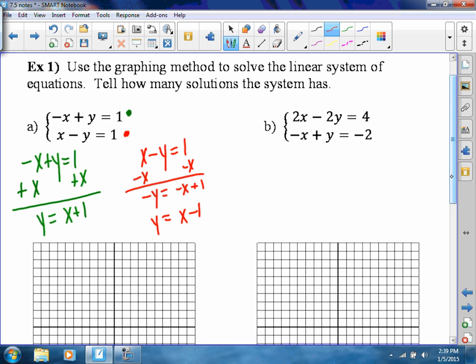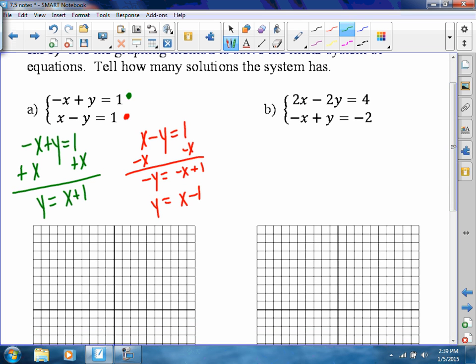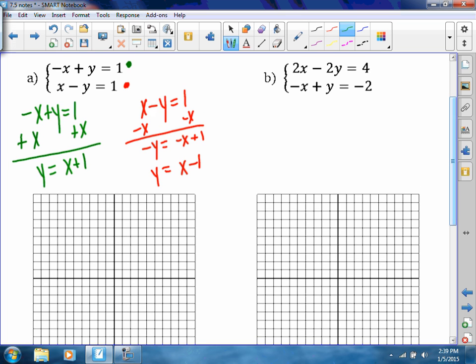Okay, now notice that for my green line, my intercept is positive 1. And my slope is also a 1. So I'm going to go up 1 and over 1. Okay. And I can go down 1 and back 1 if I want to backtrack. Make some extra points there.